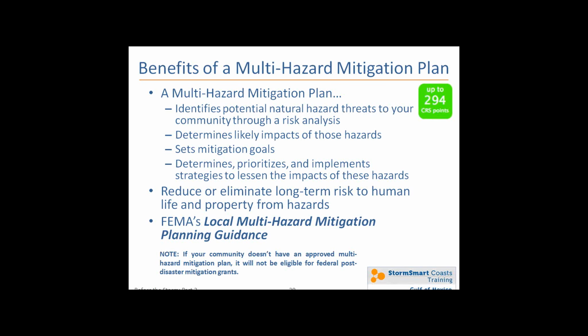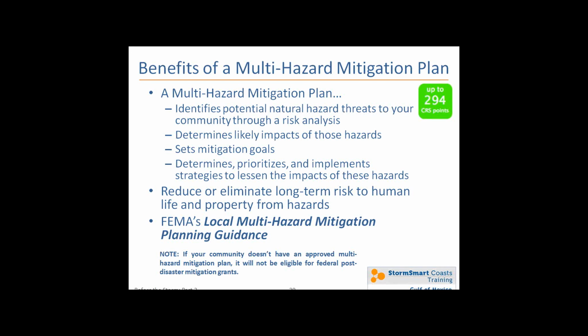A multi-hazard mitigation plan identifies potential natural hazard threats, determines impacts, sets your mitigation goals, and implements strategies to lessen the impact of these hazards. You can check FEMA's official list to see if your community has an approved plan. The site is currently down as of today, but try again later, or you can contact your regional FEMA office.